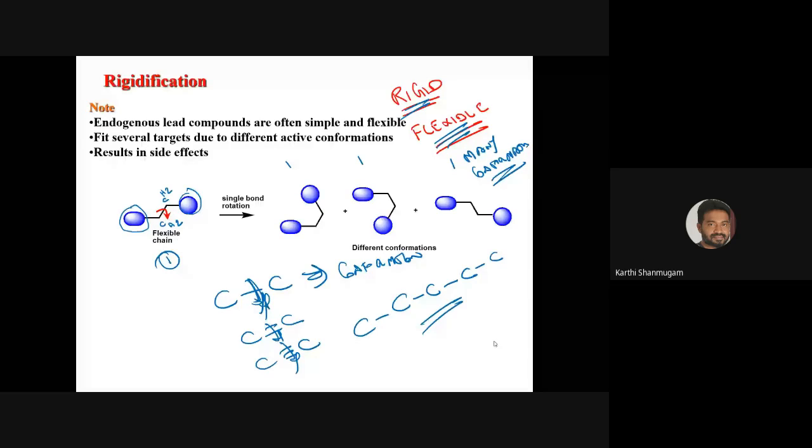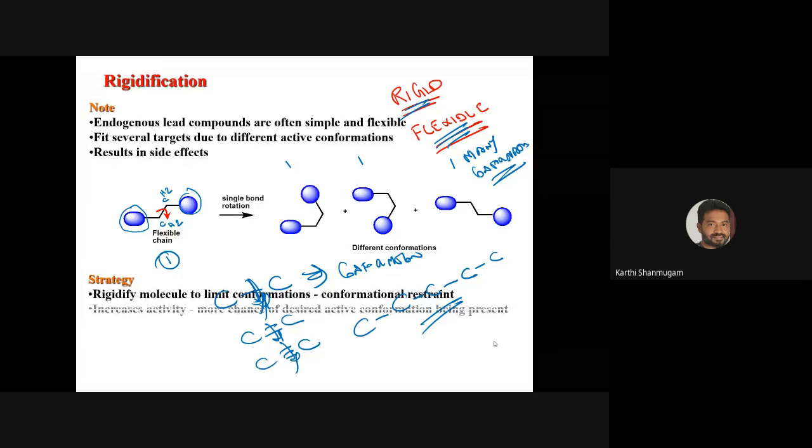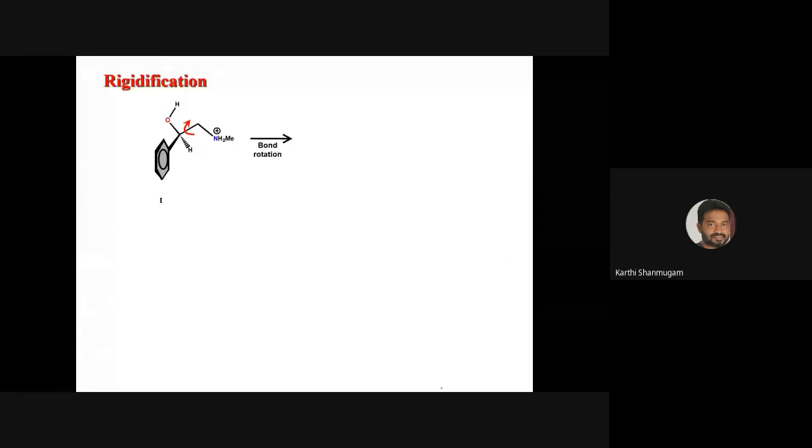That is the meaning of rigid and flexible in terms of drugs. See here, can we say that this bond is a rotatable bond? I hope everyone is following me. Can we say this is a rotatable bond?